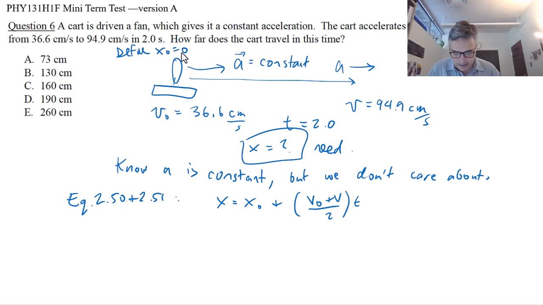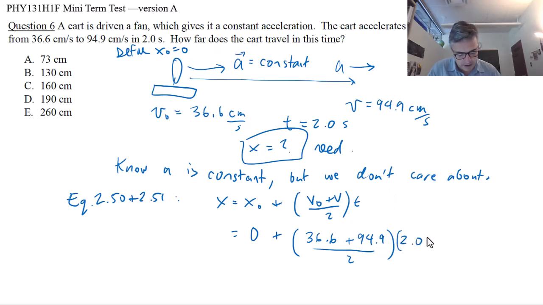So you get x is equal to, that's what we're trying to find here, 0 plus... am I worried about centimeters? These are all in centimeters, so I think I'm just going to not convert to SI units because the seconds will cancel the seconds. We've got 36.6 plus 94.9, centimeters per second, divided by 2 times the time, which is 2 seconds. So this 2.0 seconds will cancel the seconds there, and you'll just end up with centimeters. So this should work, I hope.